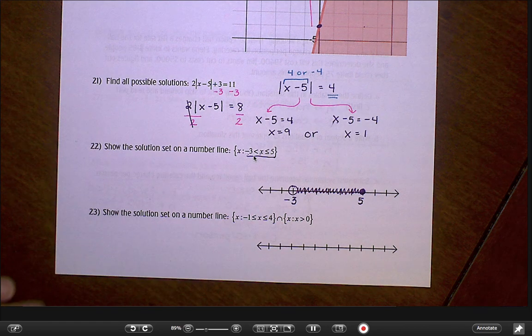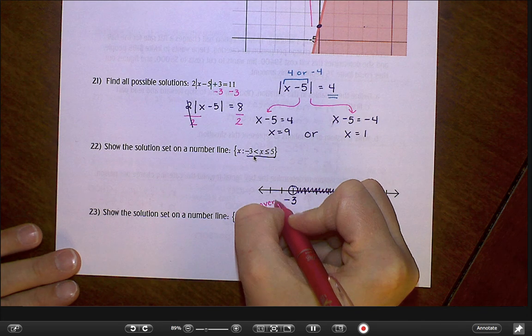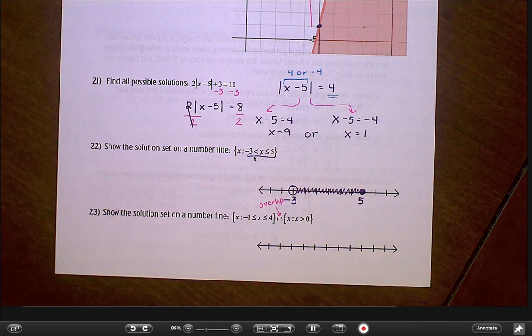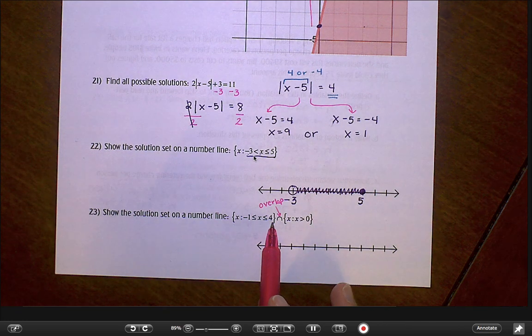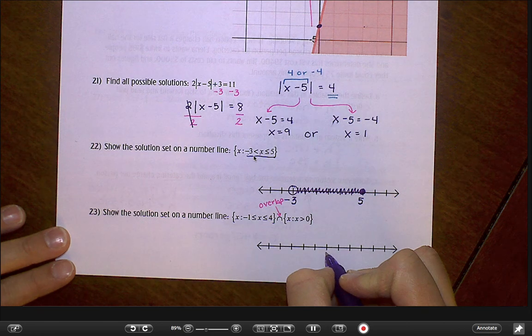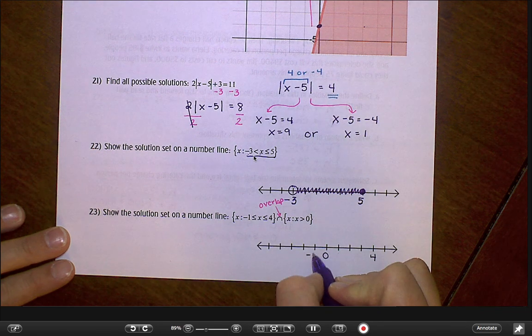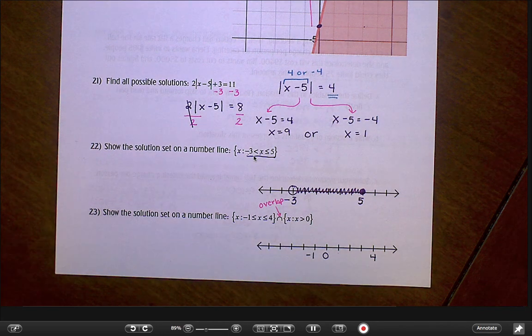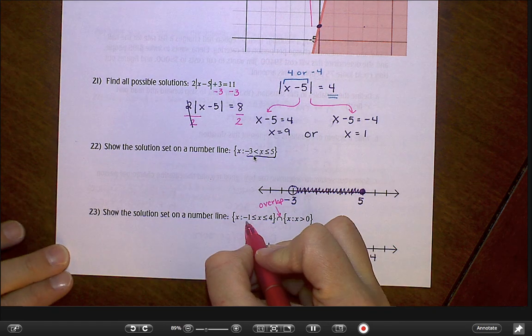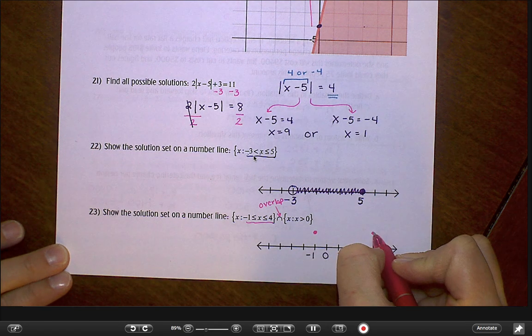Okay, so that one was pretty straightforward. When I look at 23, though, 23 is looking for the overlap. Remember, this symbol right here means I'm looking for the overlap between these two things. I'll just squeeze that in there. So I'm going to think about these two things separately, okay? And then I will put the final answer on the number line itself. For this one, I might actually count things out normally. So if this is 0, let's see, this is 1, 2, 3, this would be 4. This would be negative 1. I'm going to need to know all of those things. So this one here, negative 1 is less than or equal to x, less than or equal to 4. This is saying everything between negative 1 and positive 4, all of this.